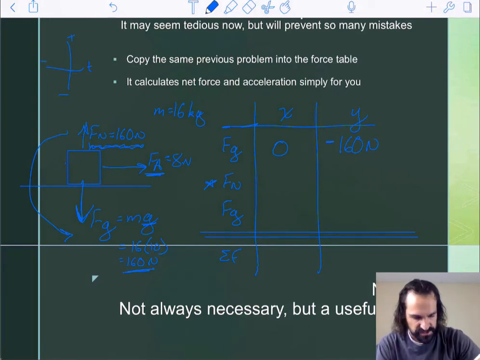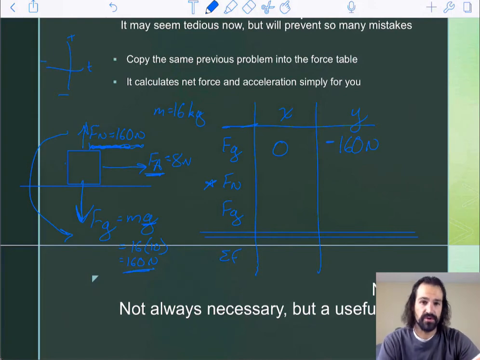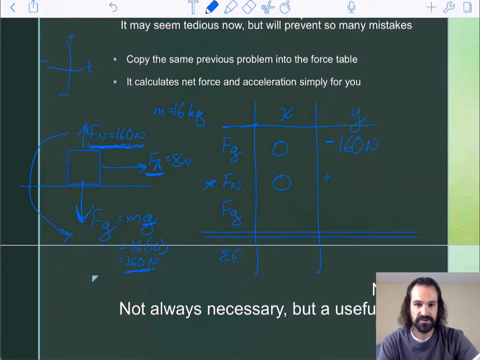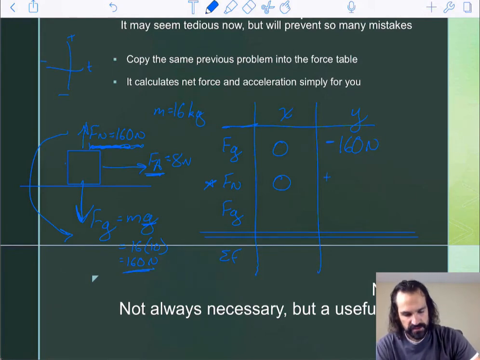Well, normal force is all vertical, which means this x component is going to be 0, and it's upward, so it's going to be a positive value. Oh, I mixed up. I put Fg twice. I'm so sorry. That should be applied force. Well, the applied force, we don't know what it is. Oh, we do know. It's 8 newtons. So it's to the right, so it's going to be positive 8 newtons.